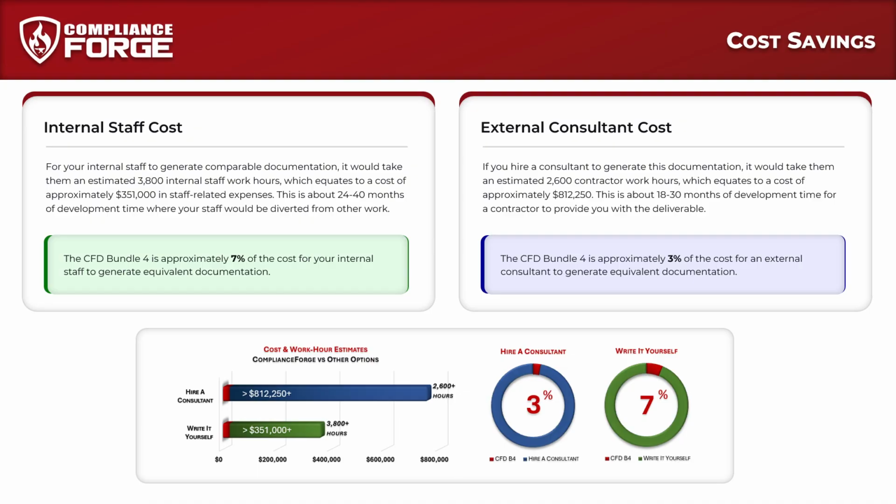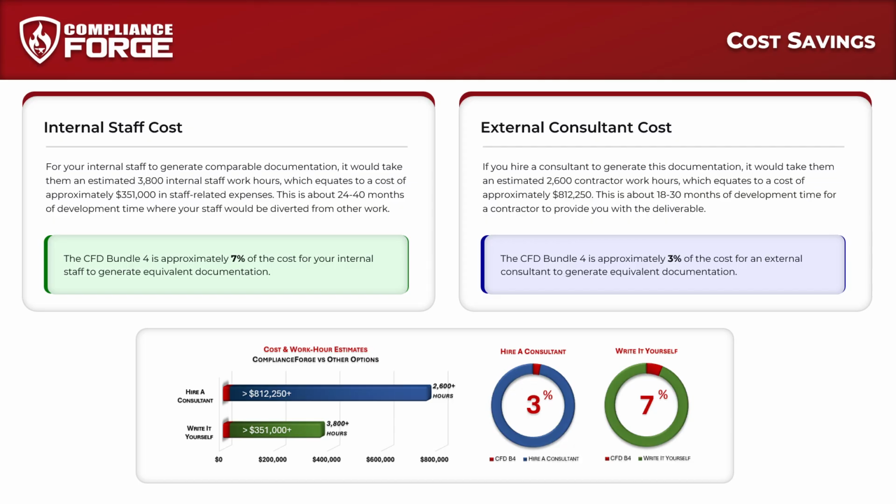For your internal staff to generate comparable documentation, it would take them an estimated 3,800 internal staff work hours, which equates to a cost of approximately $351,000 in staff-related expenses. That is about 24 to 40 months of development time, where your staff would be diverted from other work.